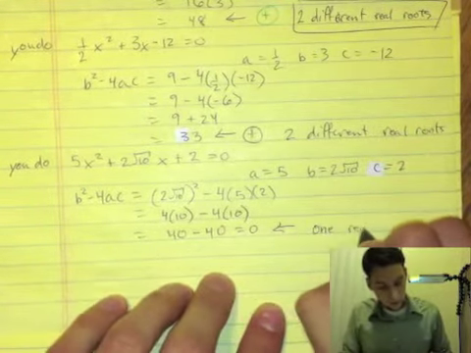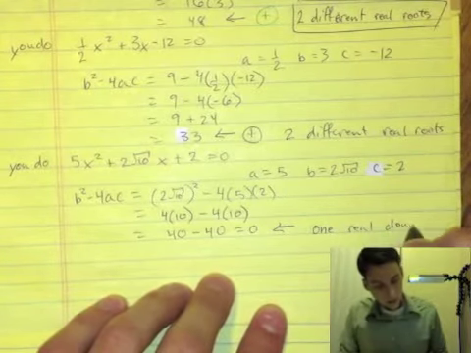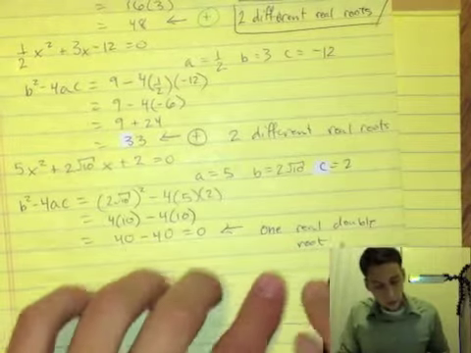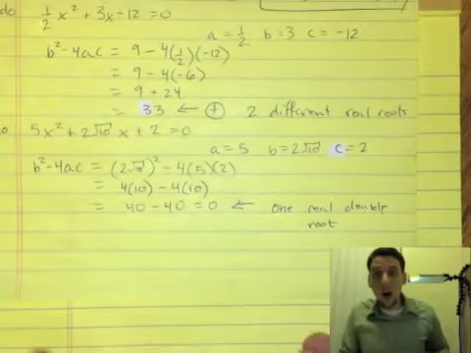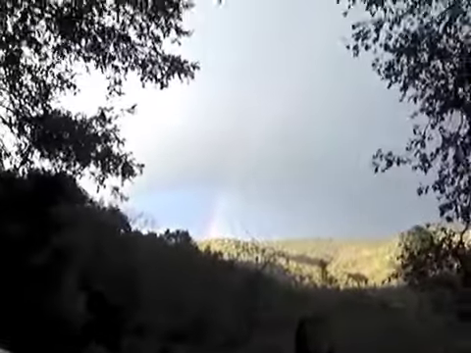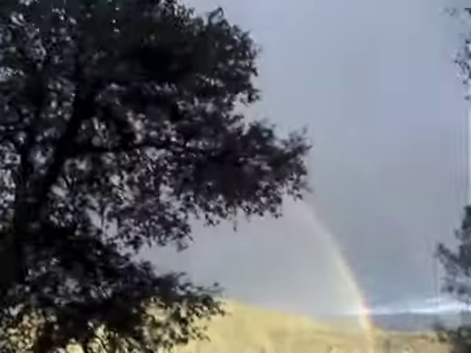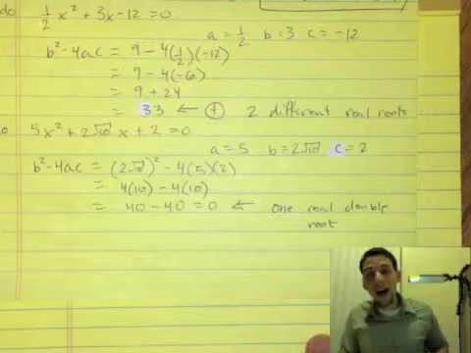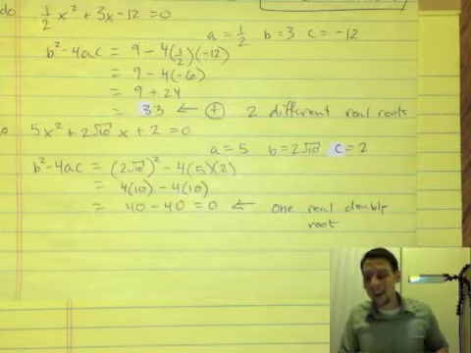One real double root. Double rainbow. Double rainbow. Oh my god. It's a double rainbow all the way. Oh, ha ha ha, double.